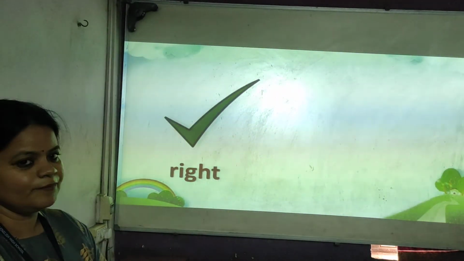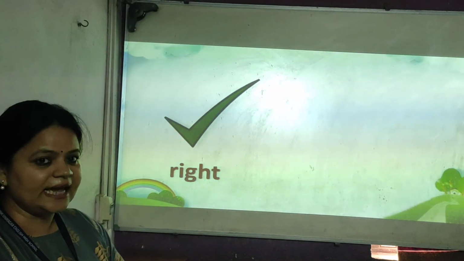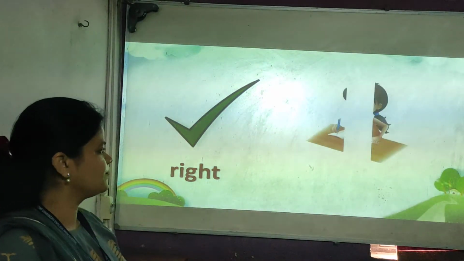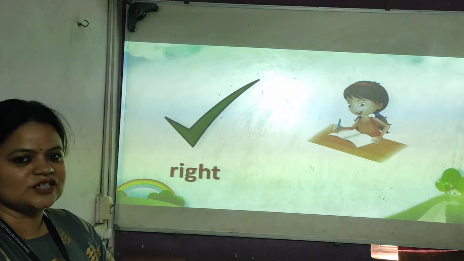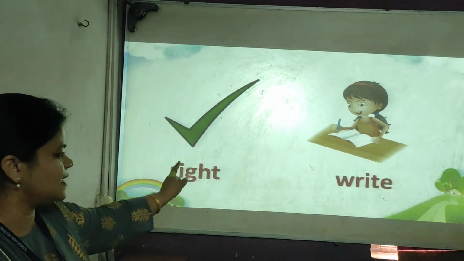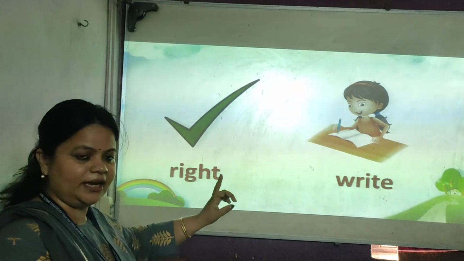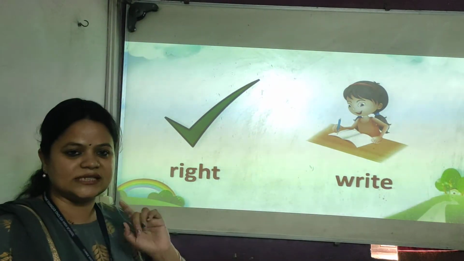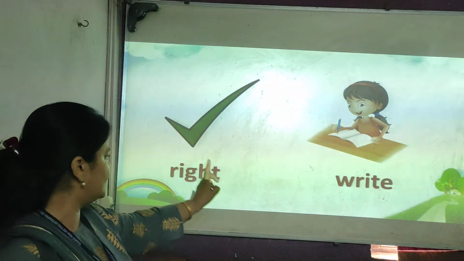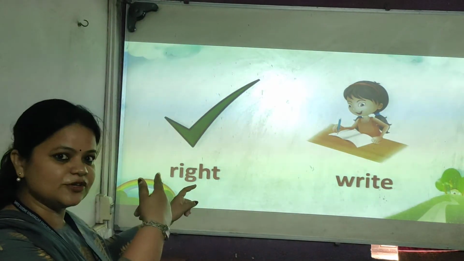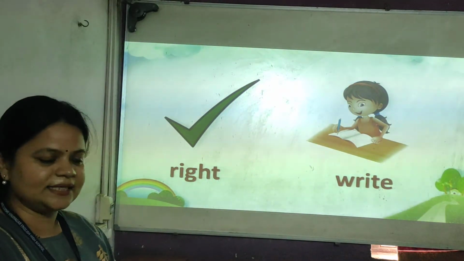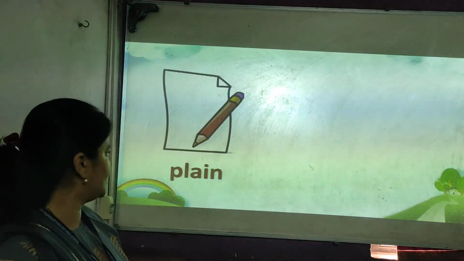So what do you see here? Right. Any guess? Which similar word will come to this? What do you see in this picture? Yes, correct. Right and write. When you read both the words, they sound the same, but their meaning and their spellings are different. This right means correct, your answer is right, and that write means something you are writing. Yes? We'll see the next one.